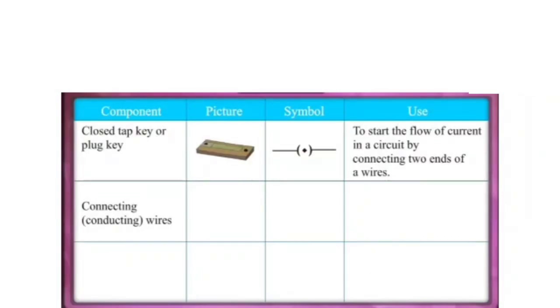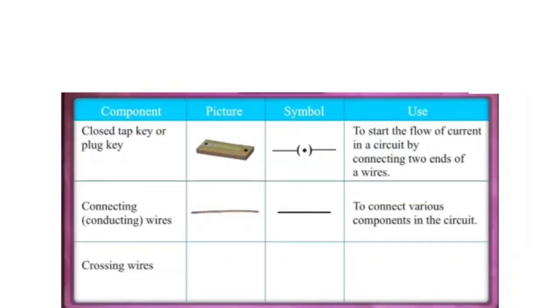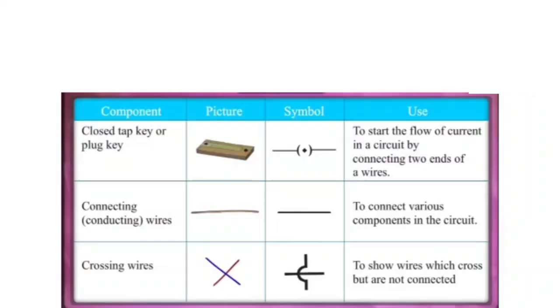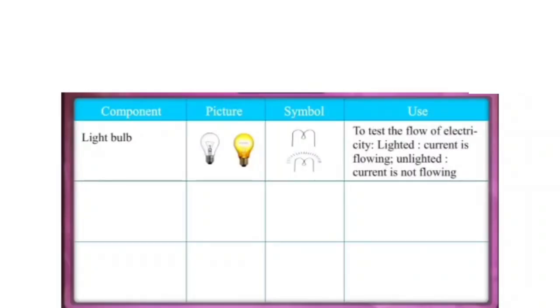Connecting or conducting wires. These are shown with the symbol. Connecting wires are used to connect various components in the circuit. Crossing wires. This is the symbol. Crossing wires are used to show wires which cross but are not connected. Light bulb. Symbol of light bulb. It is used for testing the flow of electricity.